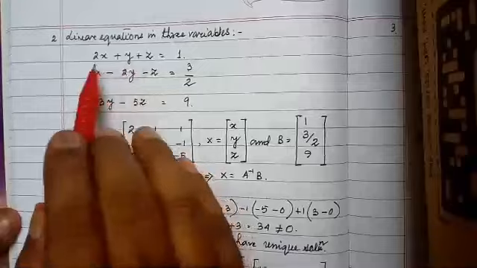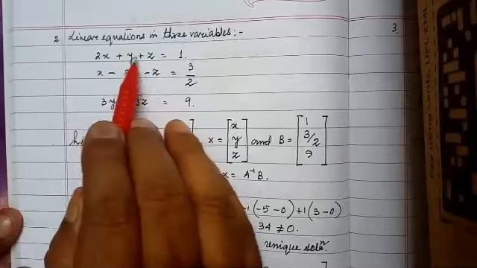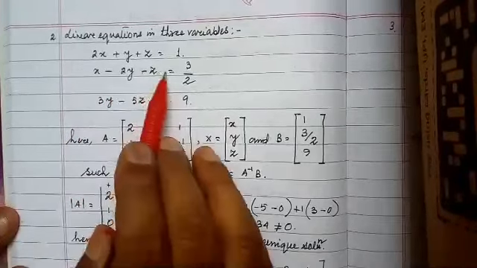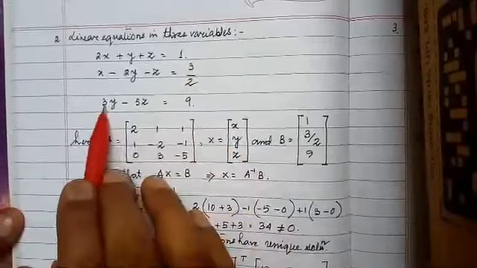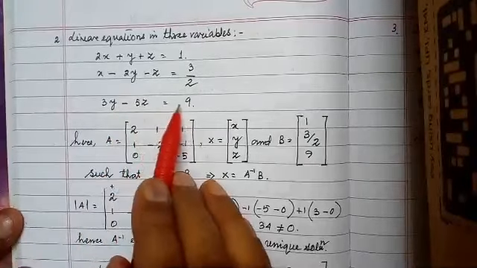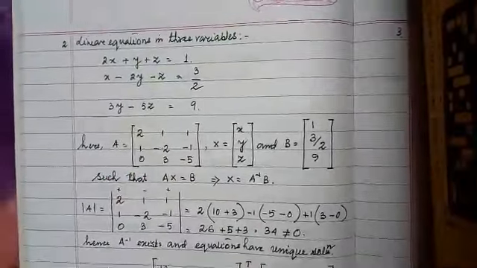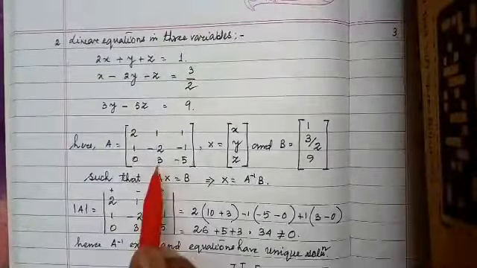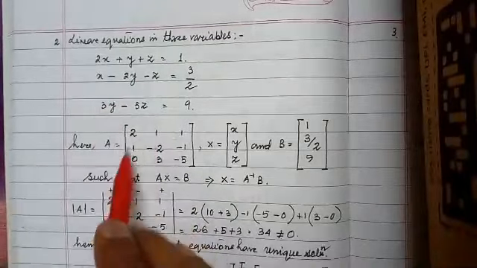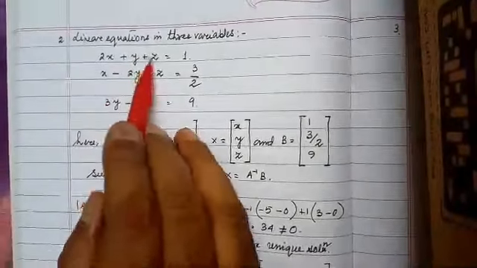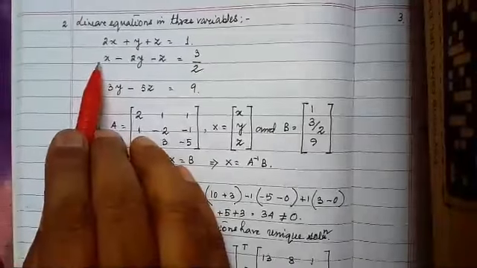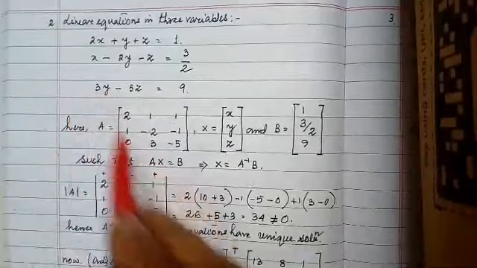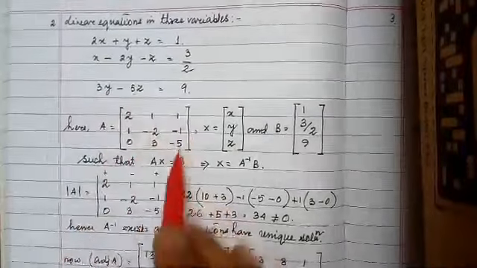What are the equations? I have taken 3 equations. 2x plus y plus z is equal to 1. x minus 2y minus z is equal to 3 by 2. And 3y minus 5z is equal to 9. Similarly, we are going to write matrix A by taking the coefficients of the variables. So first row 2, 1, 1. Second row 1, minus 2, minus 1. Third row, there is no x, so 0, 3, minus 5.